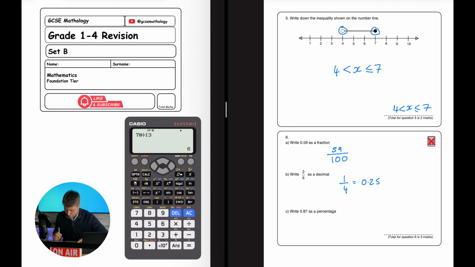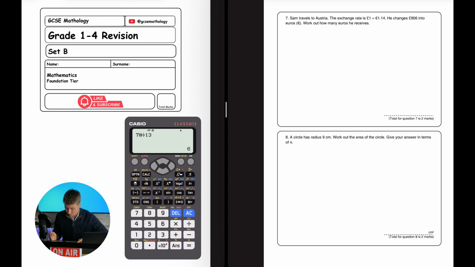Write 0.87 as a percentage. To work out what this is as a percentage, we multiply the decimal by 100 to give us 87%. We move the decimal point 2 places to the right to give us 87. So 87%.